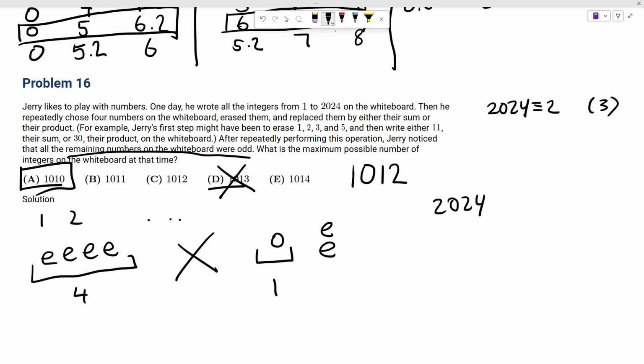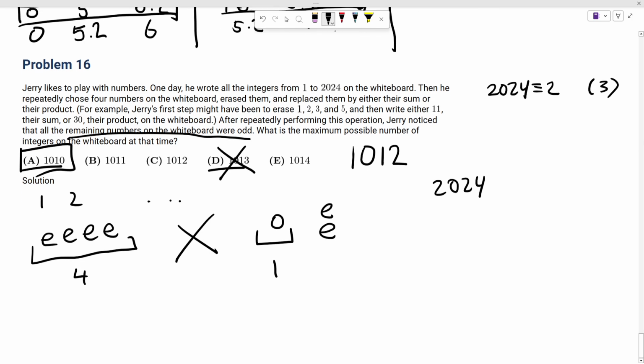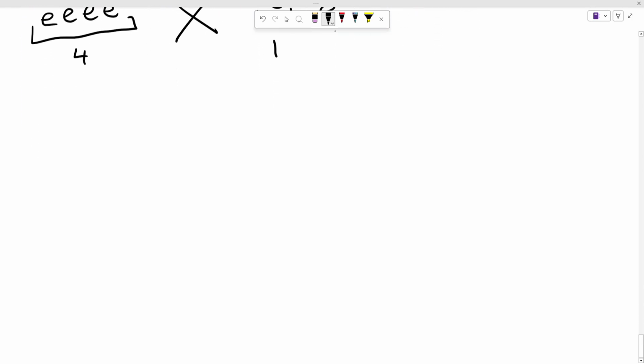And there is a way to do this. Essentially what you do is you take all of the even numbers and you keep on killing off all of the even numbers by adding or multiplying together until at the end you're left with 1 even number, I think. You're left with 1 even number, and then you add it with 3 odd numbers, and you're left with 1010 odd numbers. That's a way you could get to 1010 odd numbers.